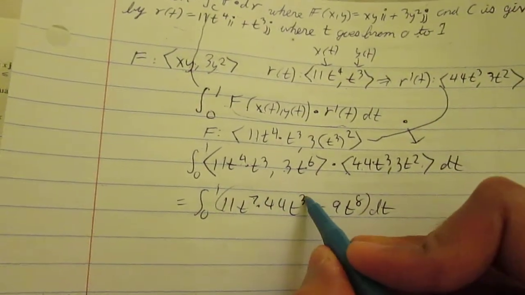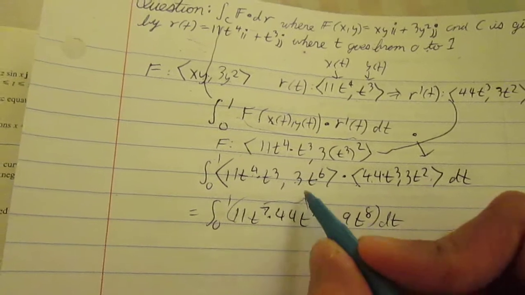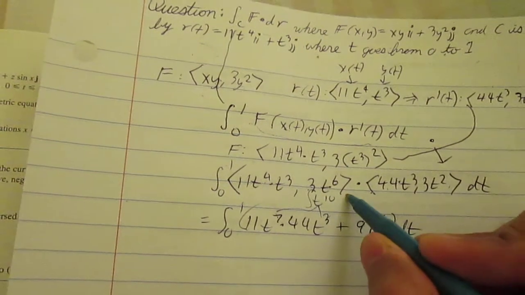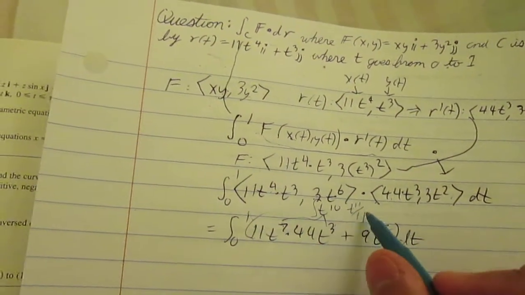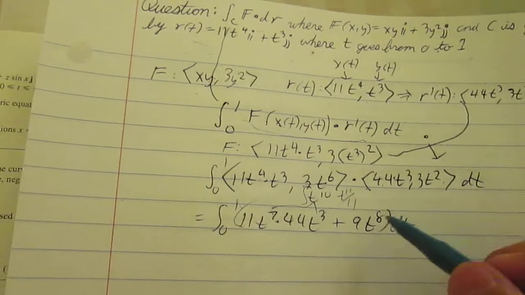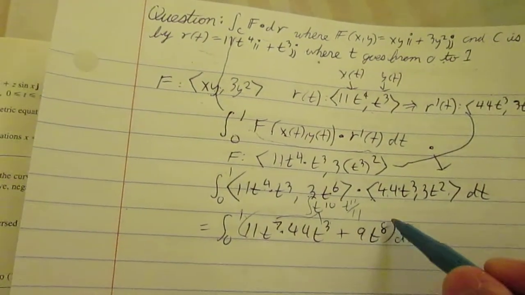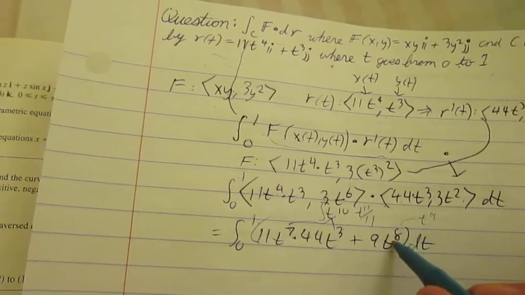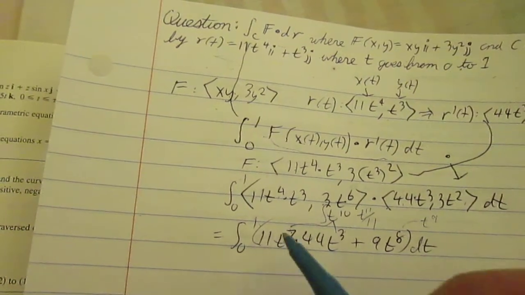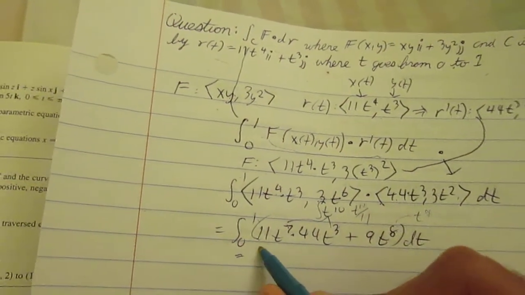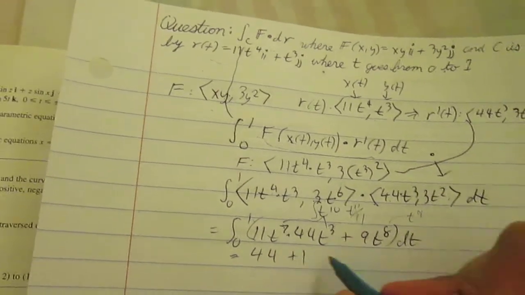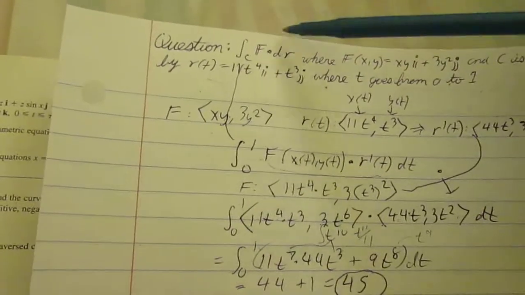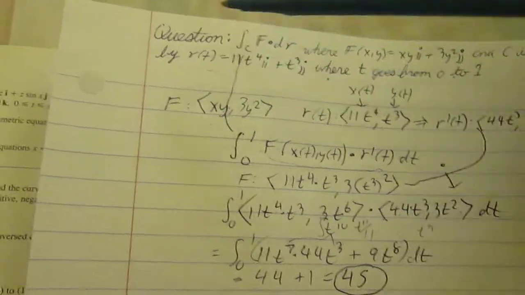Now if you notice here, 7 plus 3 is 10, so then we have t to the 10, which when you integrate it is t to the 11 over 11. When you plug in 1, what do you know? This 11, that 11 will cancel out. Same thing for this. How convenient. 9t to the 8 is the derivative of t to the 9. That's the antiderivative of 9t to the 8. So this is going to work out to be 44 plus 1, which when you add them is 45. That is the answer to this question given this f and this curve.